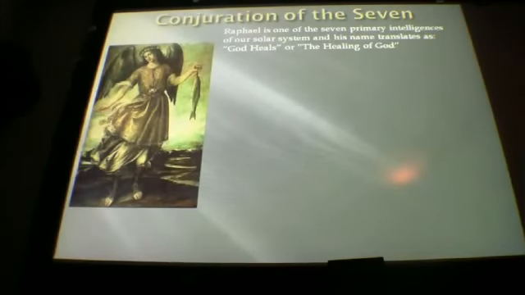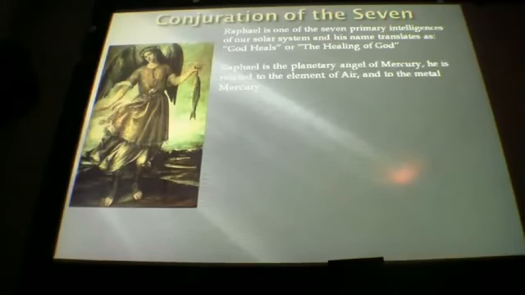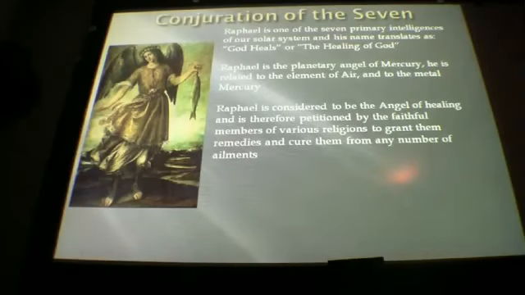Raphael is one of the seven primary intelligences of our solar system. His name translates as God heals, or the healing of God. Right, Rapha and El. Raphael is a planetary angel of Mercury. He is related to the element of air and to the metal Mercury. Raphael is considered to be the angel of healing and is therefore petitioned by the faithful members of various religions to grant them remedies and cure them from any number of ailments.